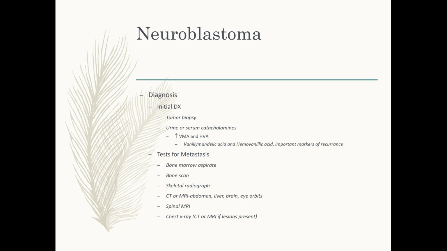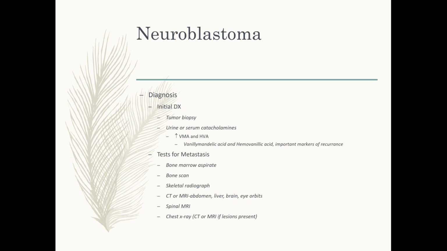Diagnosis definitively is a tumor biopsy, and then they may do urine or serum catecholamines. The two listed are specific to neuroblastoma, so if you have those in your urine or in your blood, then you have neuroblastoma. They will routinely check your urine and blood for these catecholamines, and it can also be an important marker of recurrence if by some miracle you go into remission.